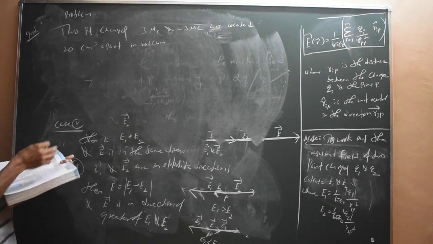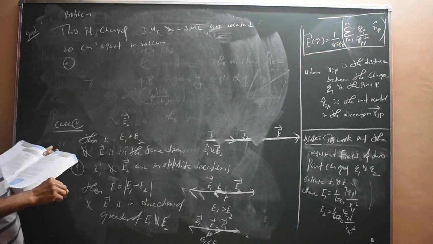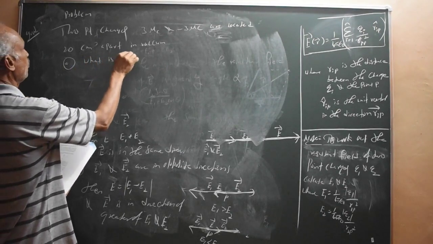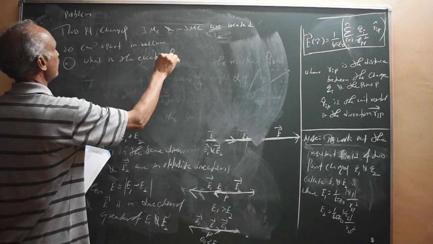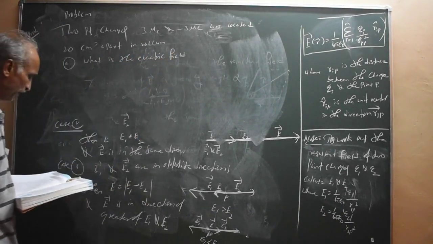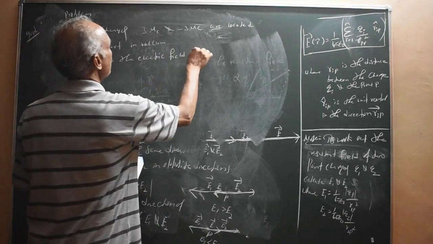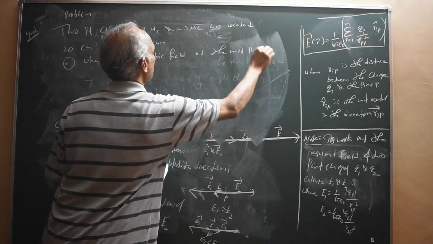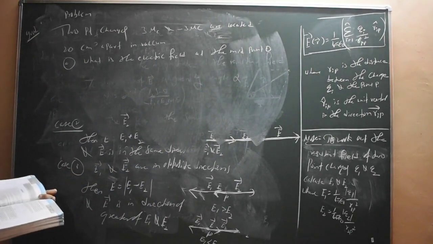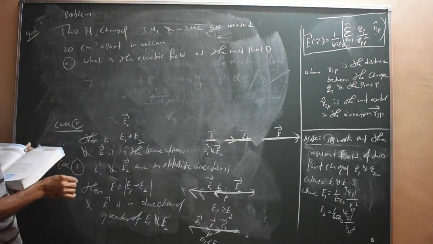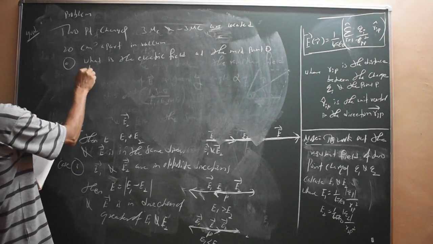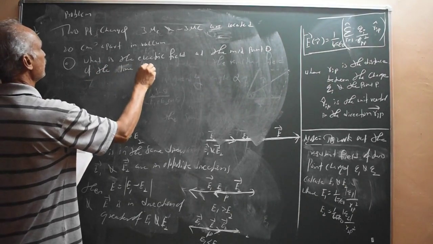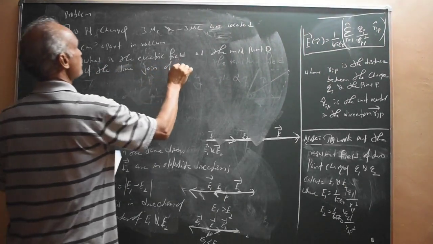Okay. Question number A: What is the electric field at the midpoint O of the line joining the charges?